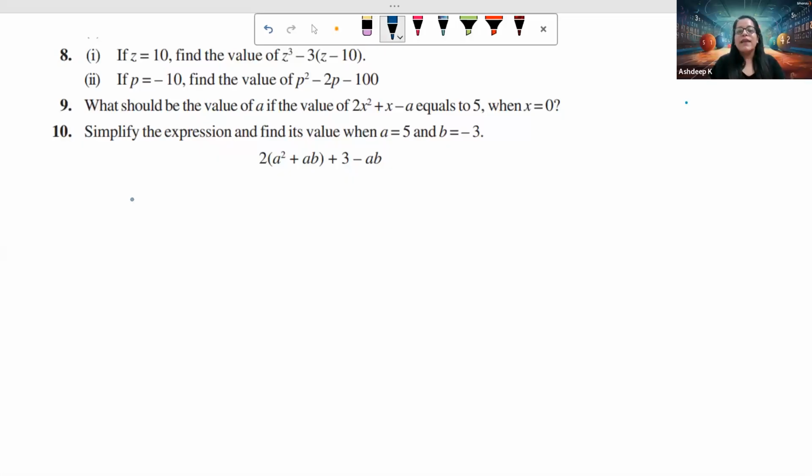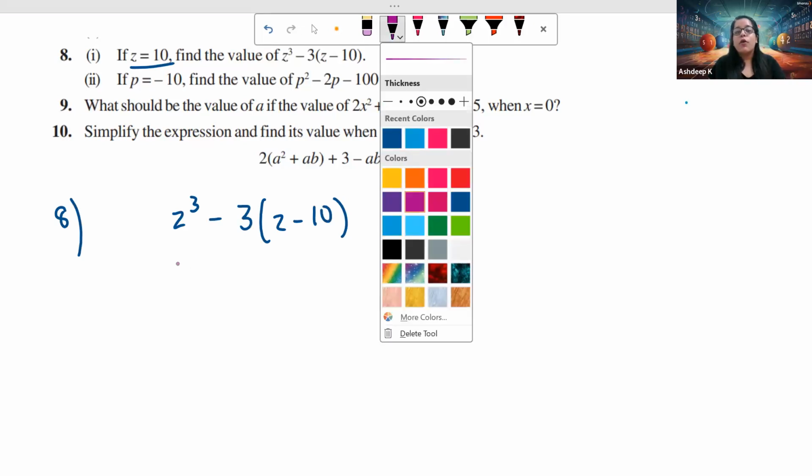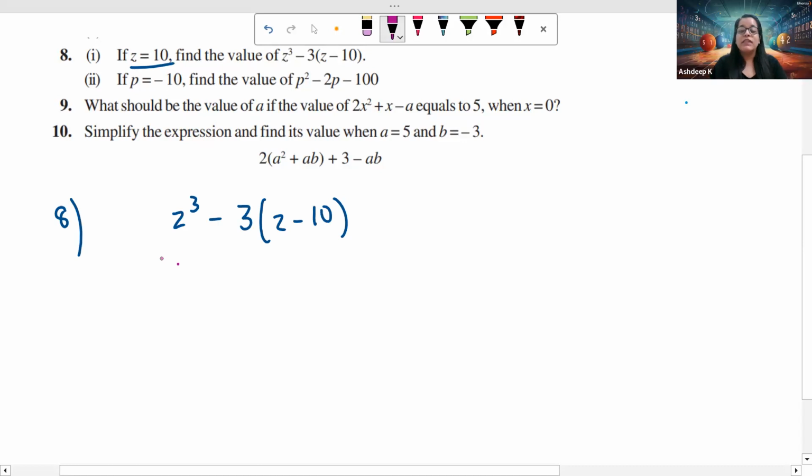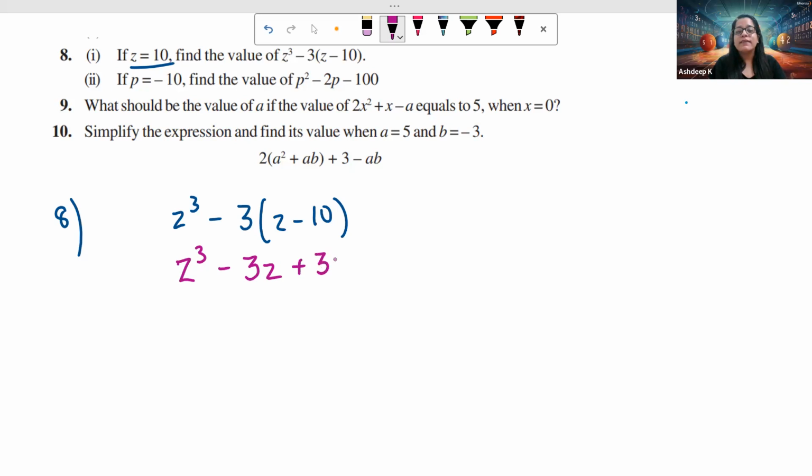The first question, as you can see over here, is question number 8 from exercise 10.2. It states that if z is equal to 10, we need to find the value of the expression. We are given the expression as z cubed minus 3 into z minus 10. Whenever we get such questions, first of all, we need to simplify our expression. We need to open the brackets. Now if we simplify, we'll get z cube minus 3 into z is 3z. Then minus minus plus, so 3 tens is 30.